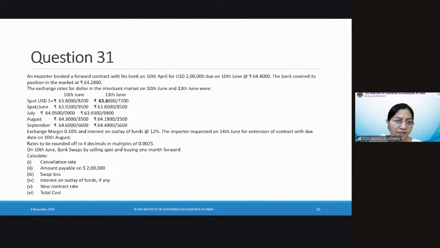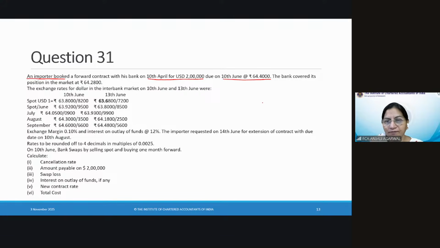A complete question on cancellation, extension, and where the bank has also covered itself. So let's look at this question from a complete perspective. The first important information is there is an importer. An importer has booked a forward contract with his bank on 10th April for US dollar 200,000, due on 10th June at 64.40.